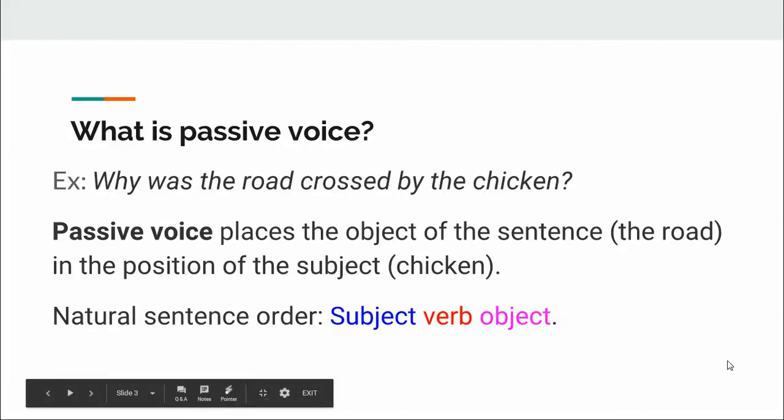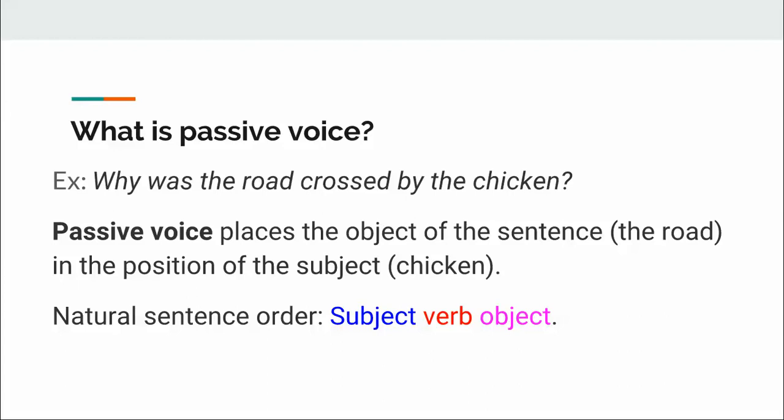So the first thing we have to do is look at what is passive voice. In order to demonstrate that, we'll look at a common question that we're familiar with, except it's phrased in the passive voice. Why was the road crossed by the chicken? Now when you hear that out loud, we're like, wait a second, that doesn't even sound right. That's because it's in the passive voice.